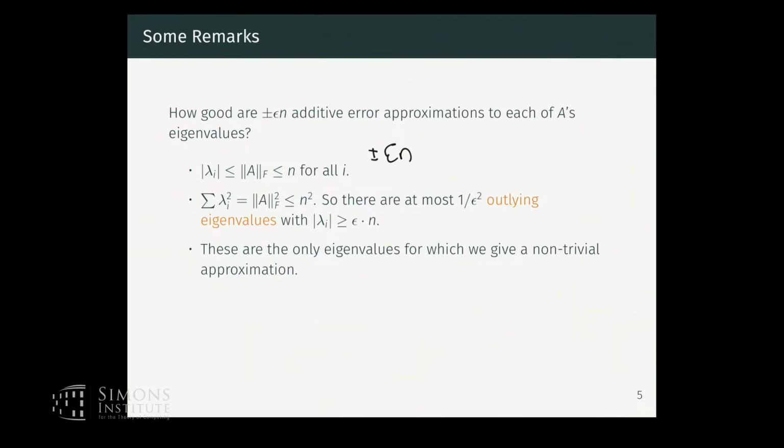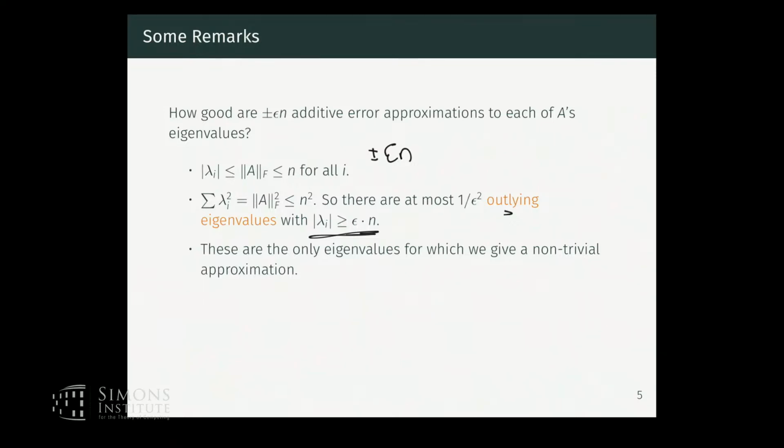If I want to look a little bit more carefully at it, the sum of squared eigenvalues is equal to the squared Frobenius norm, which in my setting will be bounded by n squared. So what this means is that there's at most 1 over epsilon squared big eigenvalues. Basically, there's at most 1 over epsilon squared eigenvalues that are actually bigger than epsilon n for any epsilon. So I only give non-trivial approximation to those eigenvalues. So even though I have this L infinity guarantee on approximating all the eigenvalues, it's really only meaningful for the top 1 over epsilon squared eigenvalues.